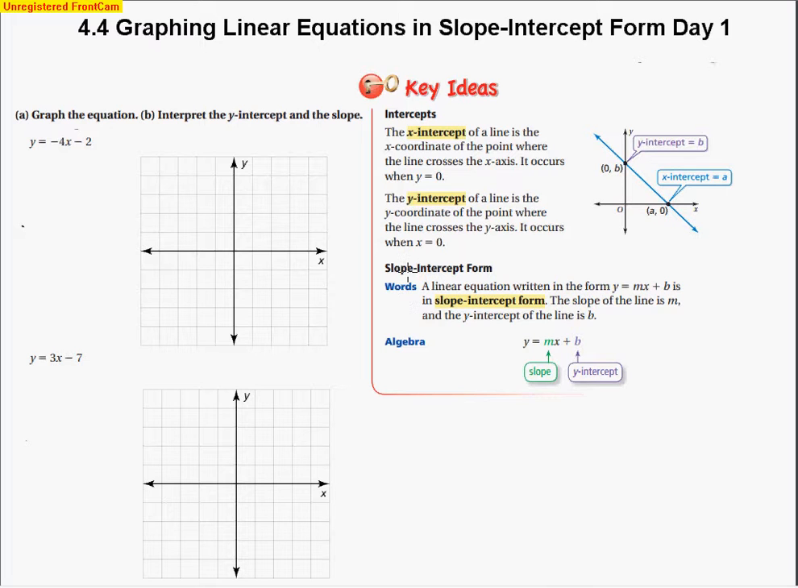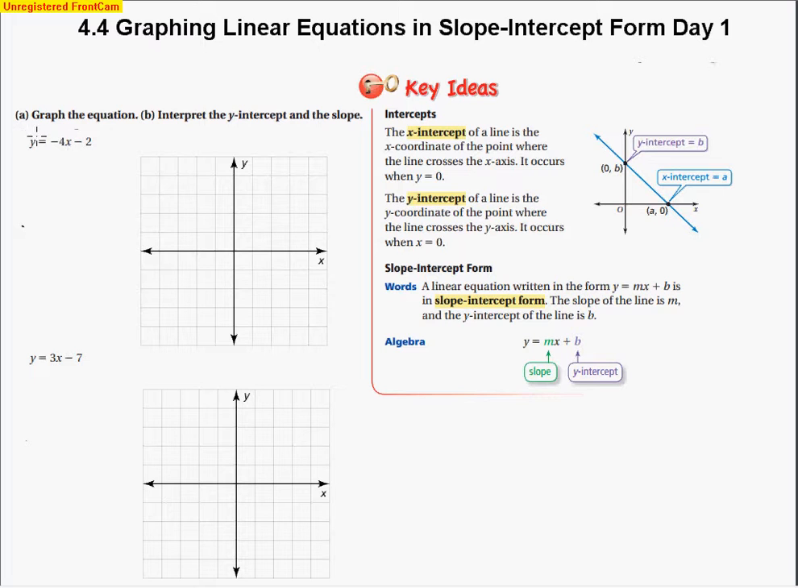And then we have slope-intercept form, and this helps us graph the line. It's in this form, y equals mx plus b, where b is the y-intercept, and the slope m is what changes x each time, that is the coefficient of x. Then we have our output of y and our input of x. So let's take a look at it.